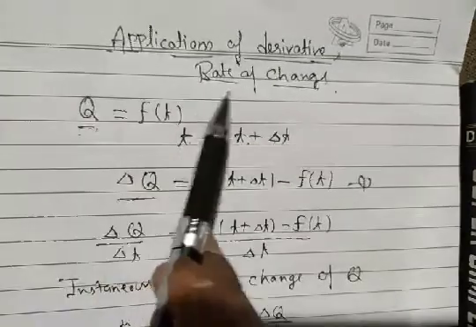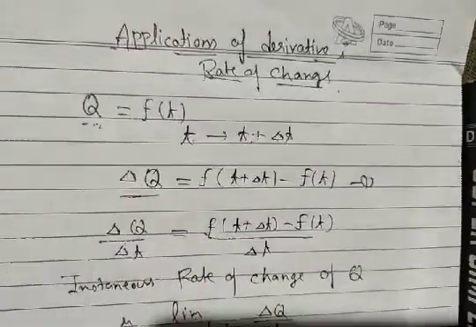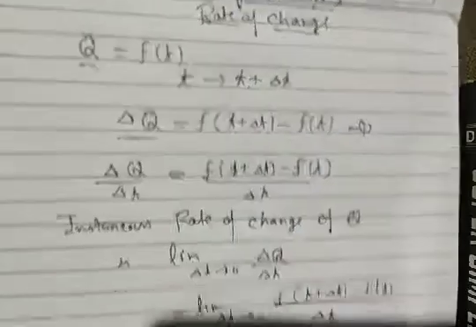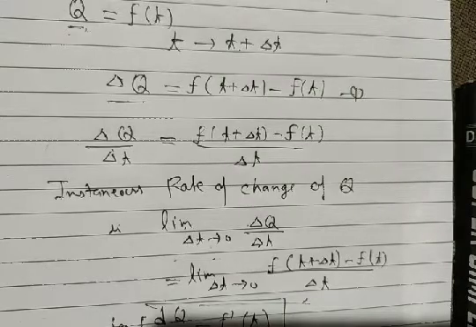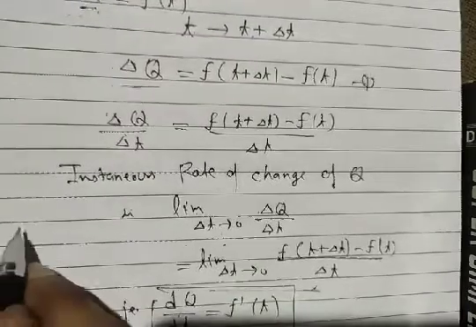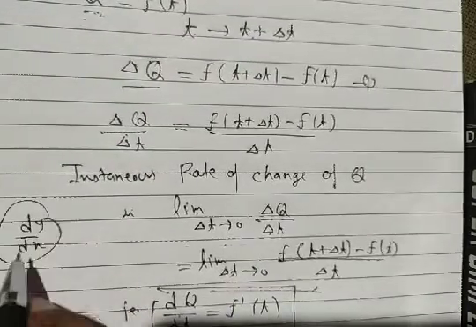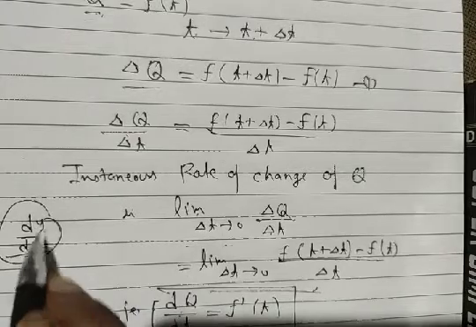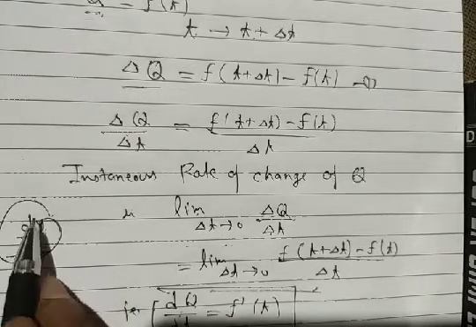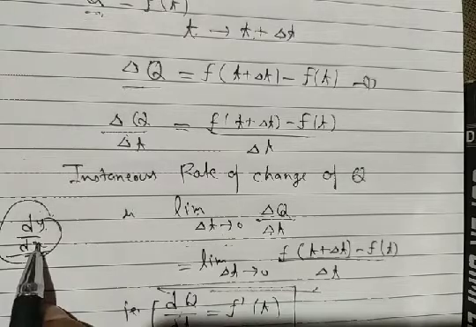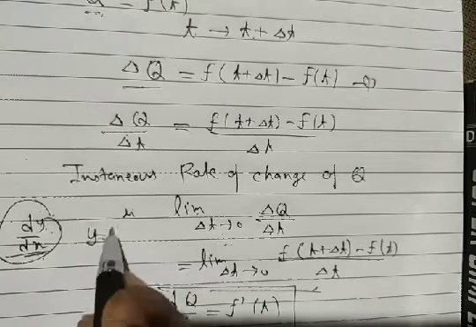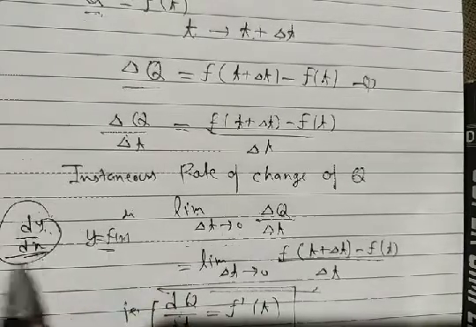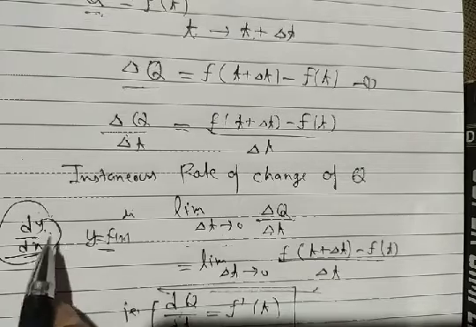What we discussed till now is the rate of change. In simple words, if two quantity variables x and y are related by the equation y equal to f(x), then what is our dy/dx? Our dy/dx is the rate of change of y with respect to x.